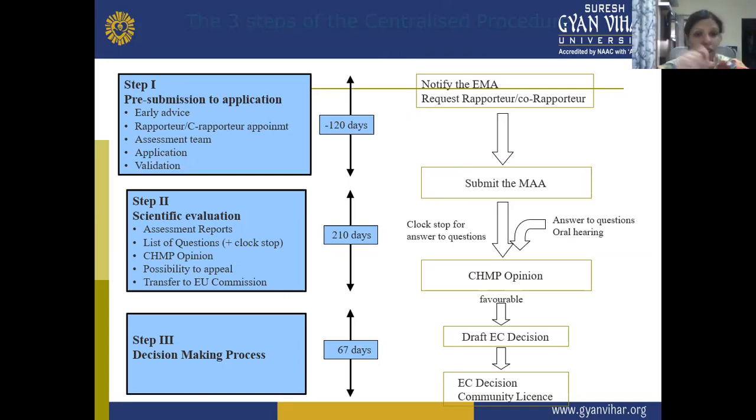You should take the advice, you should appoint the rapporteur or co-rapporteur for the whole procedure. Then the assessment team, you have to make one team which assesses the whole thing. Then you have to make the application, and you have to validate your procedure as well as the application. You have to check the validation. So it will take around 120 days to do the first step. Okay.